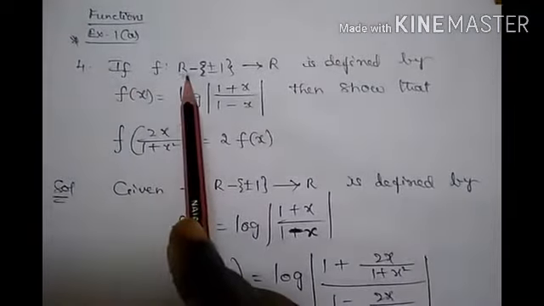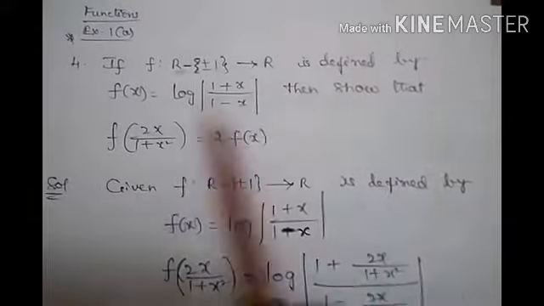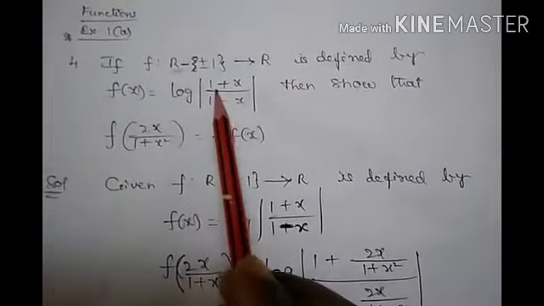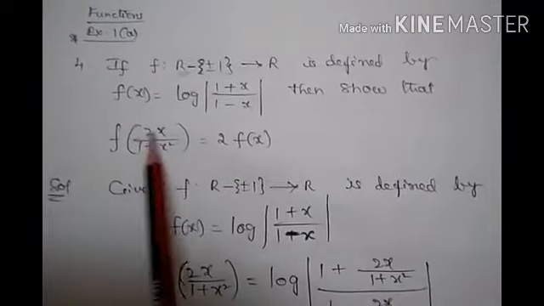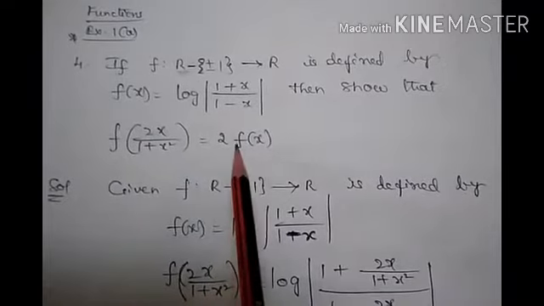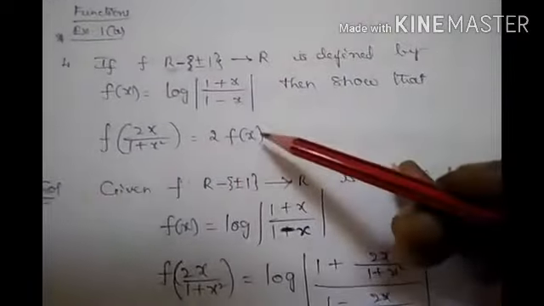If f from R minus {plus 1, minus 1} to R is defined by f of x equals log of modulus 1 plus x by 1 minus x, then show that f of 2x by 1 plus x square equals 2 into f of x. First of all, understand the problem.